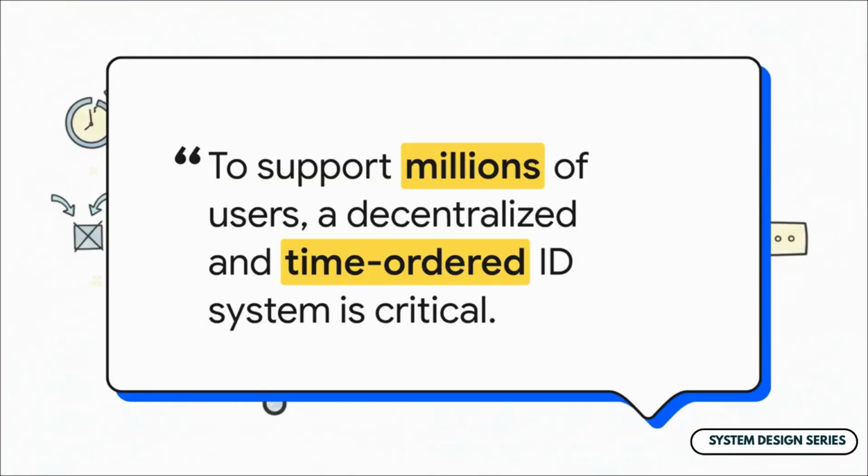This quote from the original Twitter team just nails it. They realized that to support millions of users, they needed a system that was both decentralized and time-ordered. You couldn't just pick one. The key insight was that you could sacrifice perfect sequential ordering for good enough time-based ordering, and in doing so, unlock massive, massive scale.